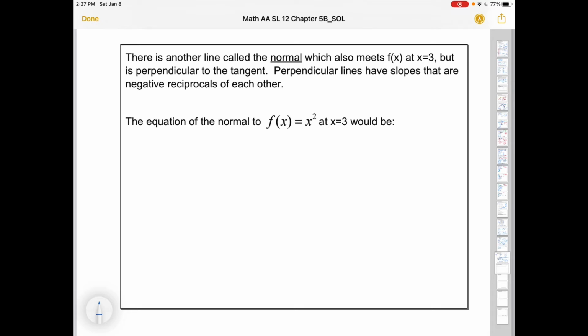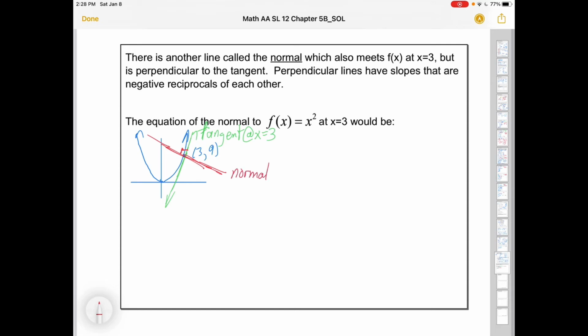So there's another line called the normal, which also meets f of x at x equals 3. It's perpendicular to the tangent. So let's draw this situation again. We've got f of x equals x squared. We've got right over here (3, 9). We've got our tangent. I'll do the tangent in green. Okay. There's the tangent at x equals 3. And here's what the normal looks like. It looks perpendicular to that tangent. And it's generally somewhat less useful. And this is the normal.